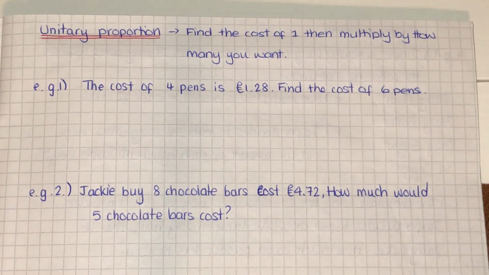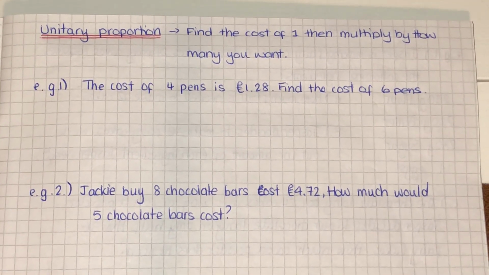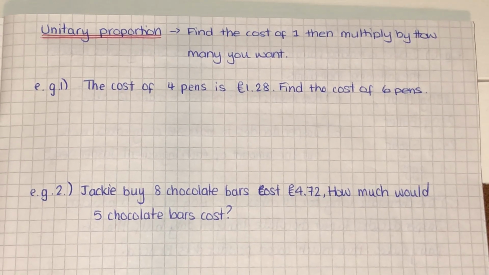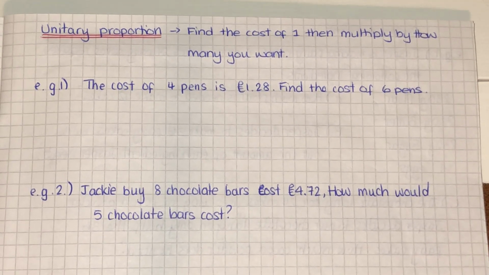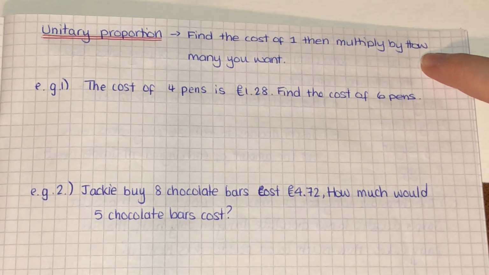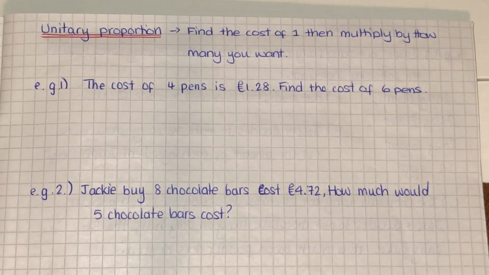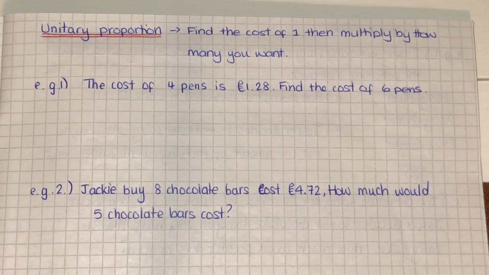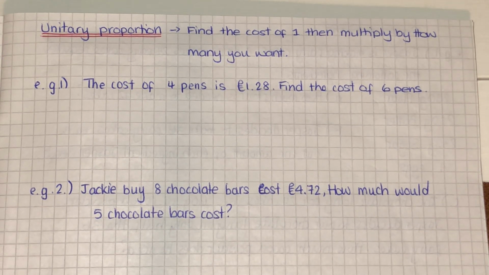Okay, so in this video we're going to be talking about how to do unitary proportion. Now for some people this would be quite easy to do, it's just got a posh name. But generally what you need to do for these sorts of questions is work out the cost of one, because normally these are to do with costs, and then just multiply by how many that you want. Okay, now you will be given a bit of context to start off with so that you are able to find the cost of one and then you can go from there.